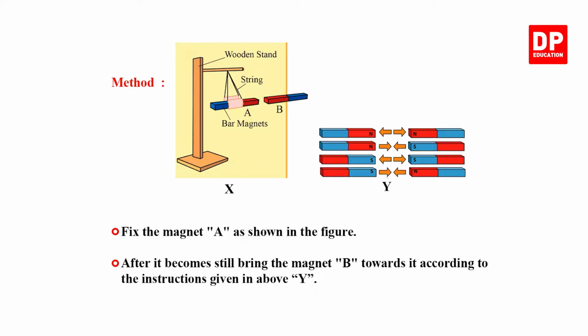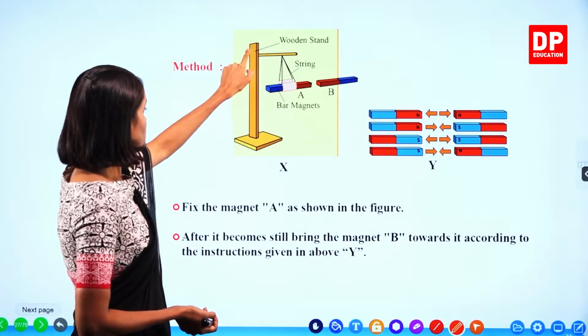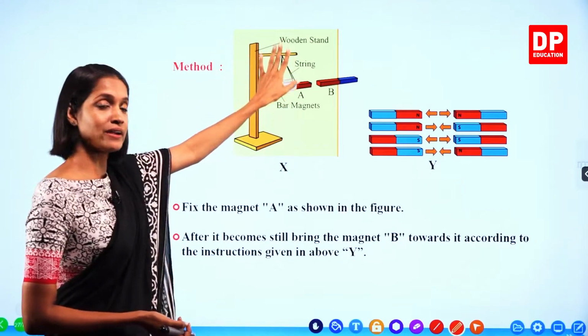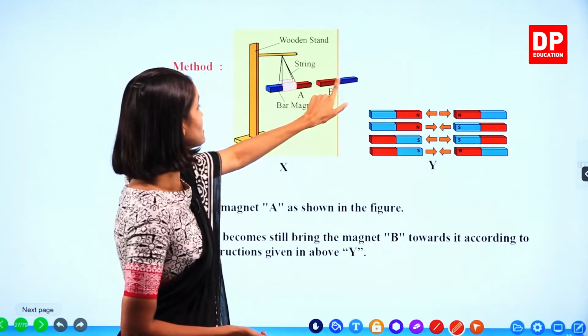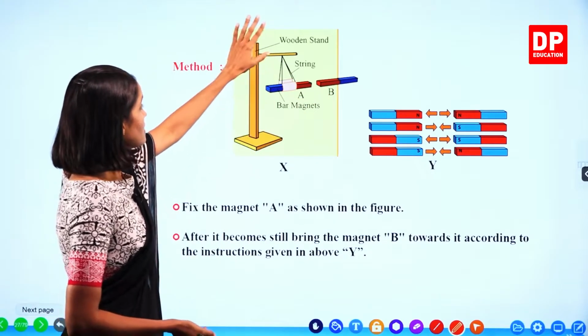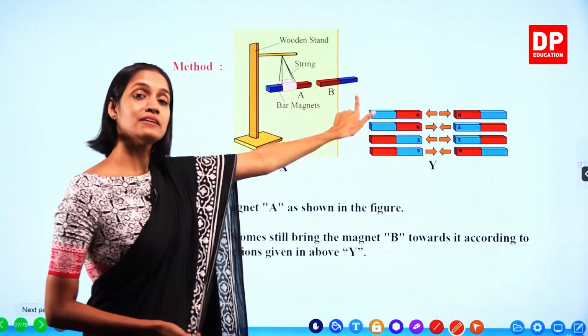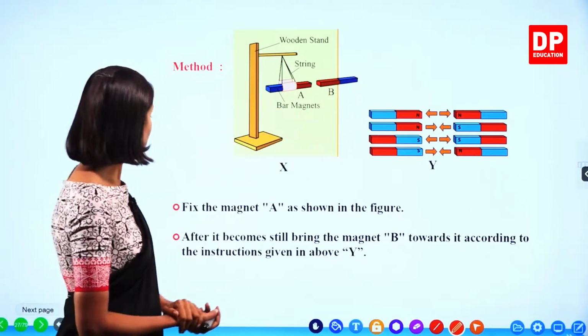How to do this activity? Look at the diagram. There are two diagrams here, X and Y. Look carefully. Look at the X diagram. Here the wooden stand is there. One magnet is hanging here. One magnet is hung. The other magnet is free, right? The magnet that is hung is labeled as A. The other free magnet is labeled as B, right?